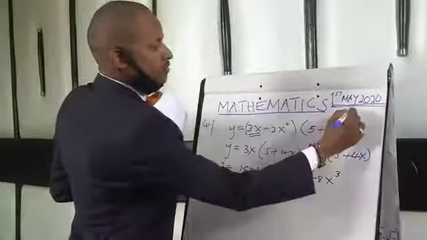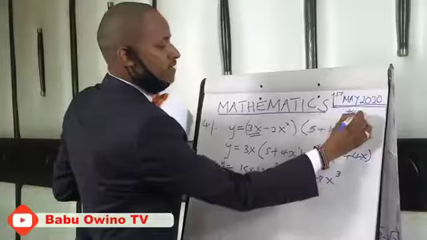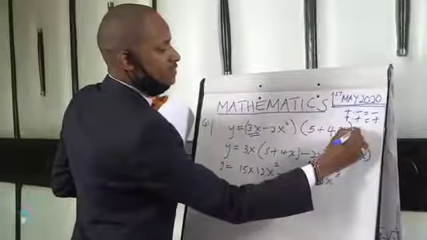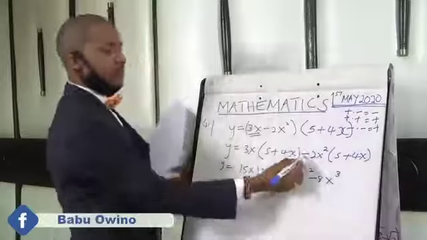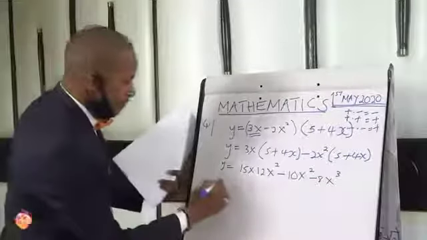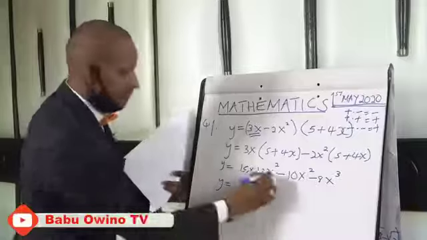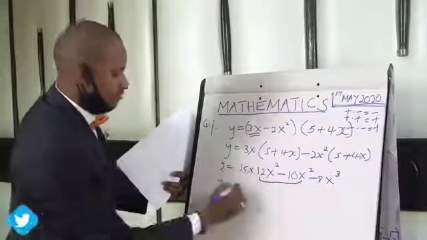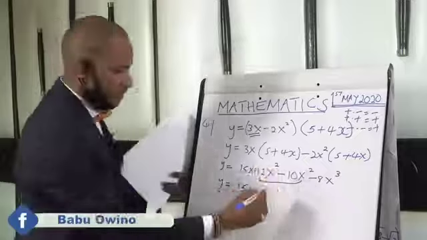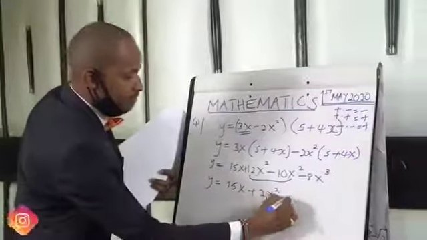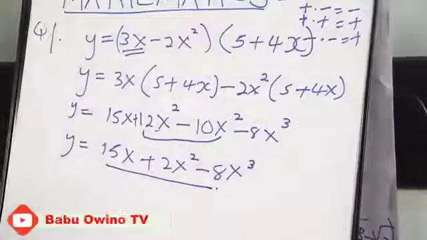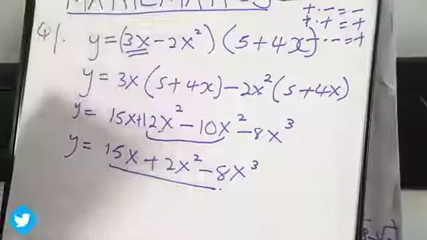Now there's a fundamental rule that you should note. When you have positive multiplied by negative, you get negative. Positive multiplied by positive, you get positive. Negative multiplied by negative, you get positive. That's why when we have minus 2x squared times plus 4x, you get minus 8x cubed. Now, our y becomes, you simplify further by collecting the like terms: 15x plus 12x squared minus 10x squared is 2x squared, minus 8x cubed. So this is our simplified value for y.